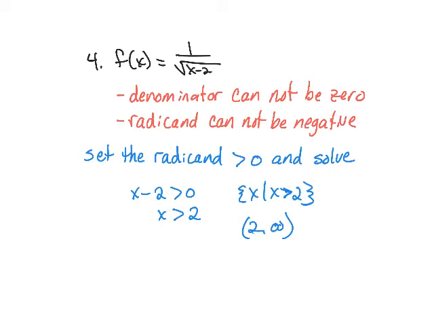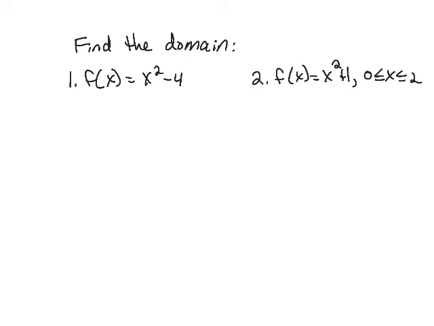And those are the 4 basic cases that you will see. So if I do just a few more examples to find the domain, I have f of x equal to x squared minus 4. A lot of students will factor that and tell me that the domain is not equal to positive 2 and negative 2, but please be careful. This is a polynomial function. It is defined everywhere. So in this case, my answer is the set of all reals.